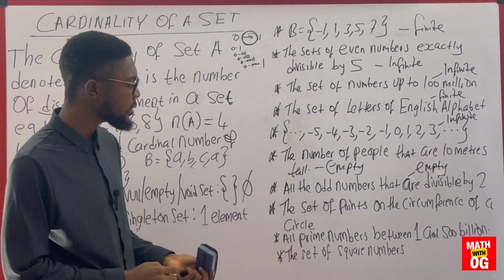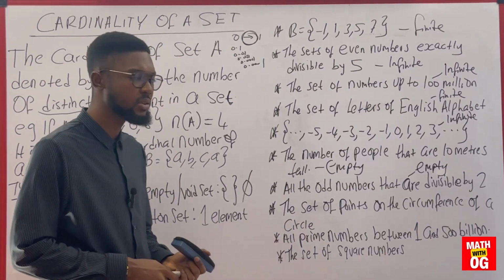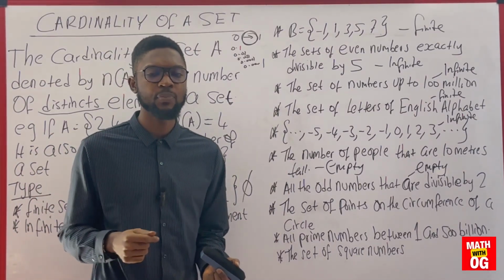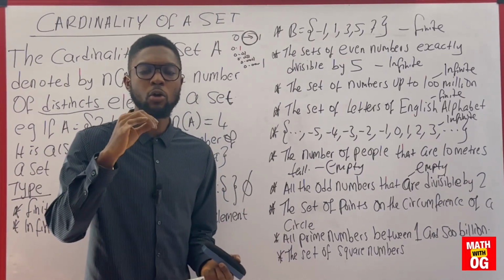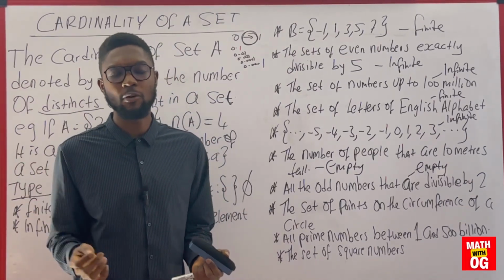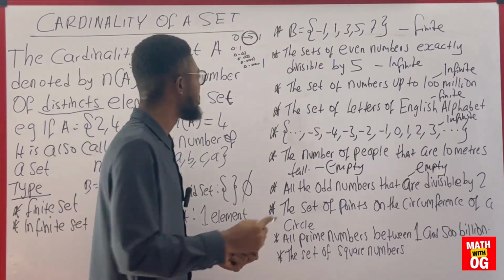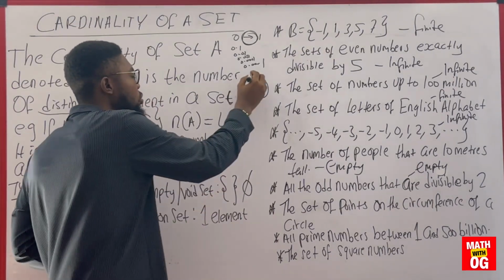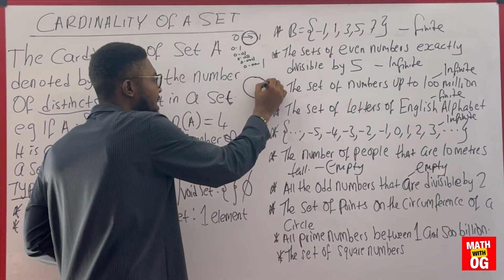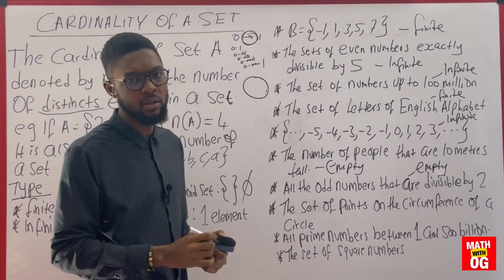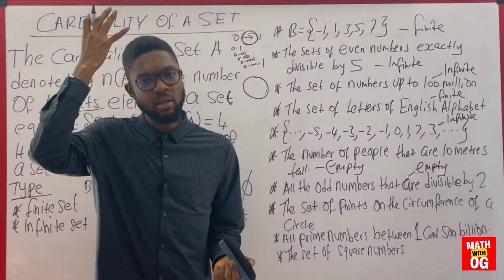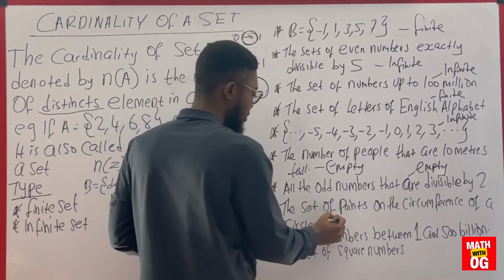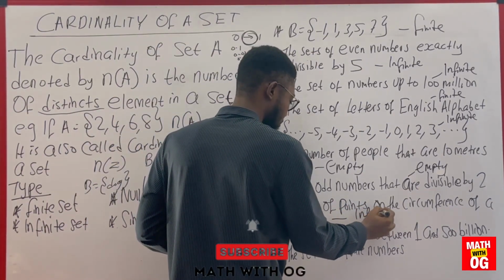Next question. The set of points on the circumference of a circle. For those of you that have done maths to a large extent, you will understand that the definition of a circle is a locus of points, a locus of an infinite amount of points is what a circle is. So this is a circle. This is not a perfect circle, but let's assume that what we have here is a circle. So the number of points here that make up this circle is actually what? Infinite. It cannot be counted, just like the hair on your head cannot be counted. So the set of points on the circumference of a circle is infinite.